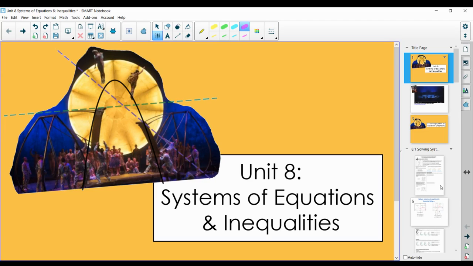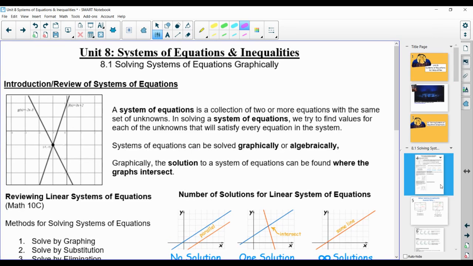Now, we're going to start off with systems of equations, and we're going to go over some things that you've already learned in Math 10C, and we're just going to continue forward with them in Math 20-1. So first of all, as a quick review, a system of equations is a group or a collection of two or more equations that have the same set of unknowns. And so that means their x value and their y value are the same.